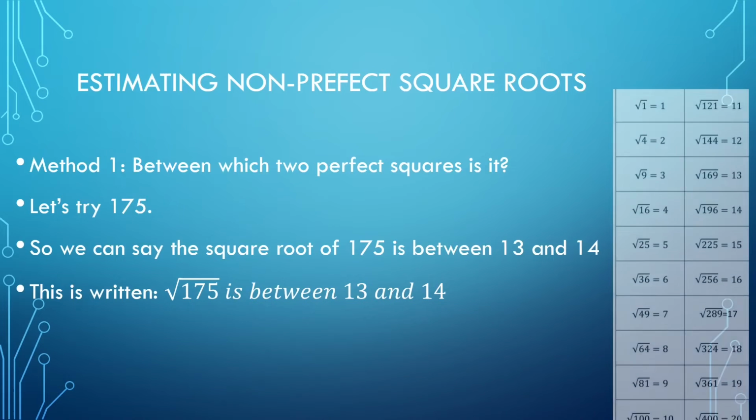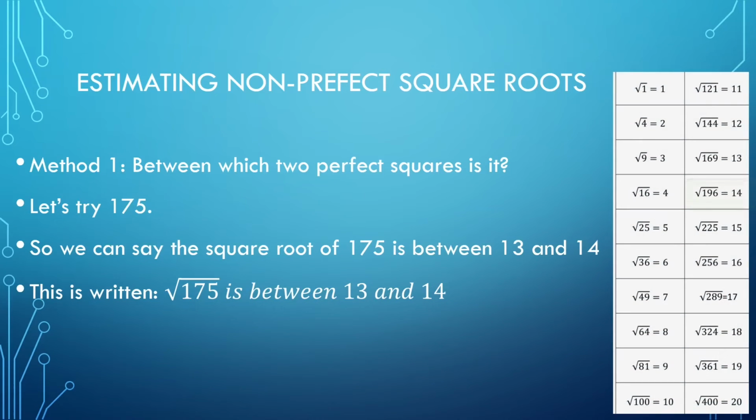To take a look at how I did this, I went to my square chart and I said, I know that 175 is more than 169. It's also less than 196. So it's definitely between the perfect square roots 13 and 14, although not exactly.